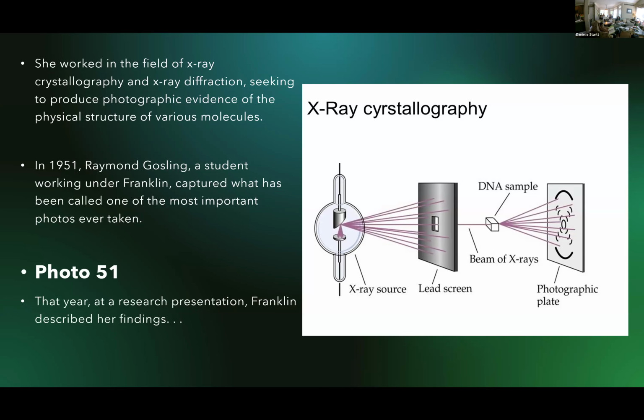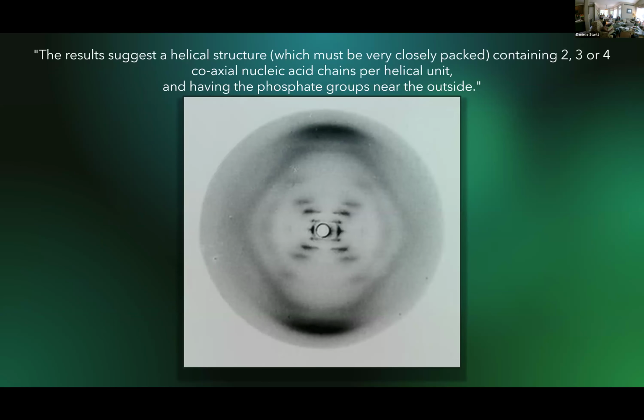That year at a research presentation, she described her findings. She said, the results suggest a helical structure which must be very closely packed, containing 2, 3, or 4 coaxial nucleic acid chains per helical unit and having the phosphate groups near the outside. If this is a strand of DNA, a helix going this way, it's looking down it that way, like a cross section. What you see there that looks like an X, those are actually the nucleic acids in the middle of the helix. And that's just the one that she got on top.